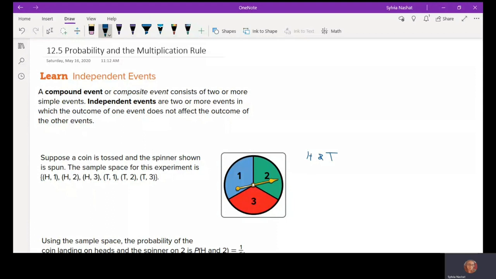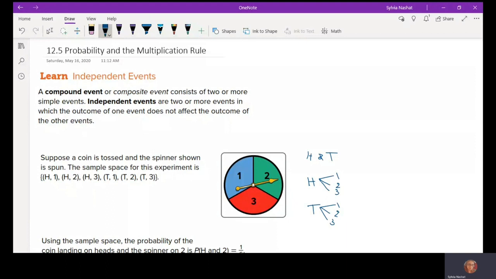The sample space for this experiment is, of course, if the coin had a head, the spinner can have, so let us make it as a tree diagram and let's see the sample space. Either head or tail. The head can take, after that, the spinner can be spun on 1, or 2, or 3. Also for the tail, it can be spun for 1, 2, or 3. So the sample space will be H1, H2, H3, T1, T2, T3.